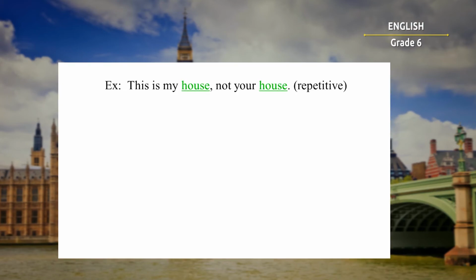You would wonder, why do we need to use possessive adjectives and possessive pronouns? And what is the difference between them? Now, let's look at the examples. This is my house, not yours. Here, the word house is used twice and sounds repetitive. To avoid such repetition, we can use the possessive pronoun or adjective. For instance, this is my house, not yours. It sounds much better, doesn't it?